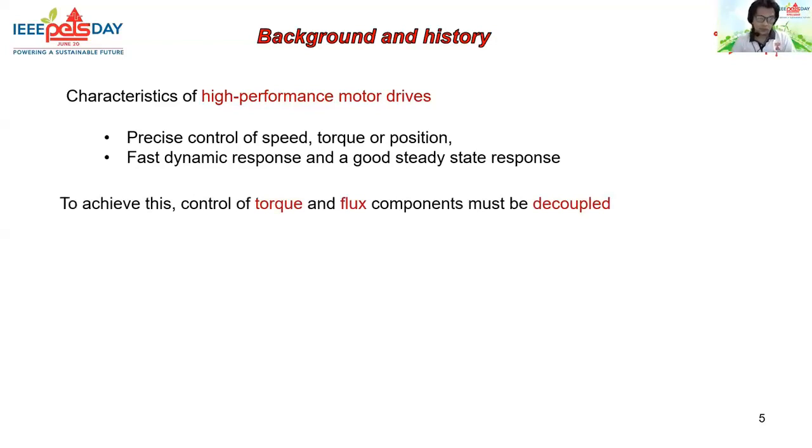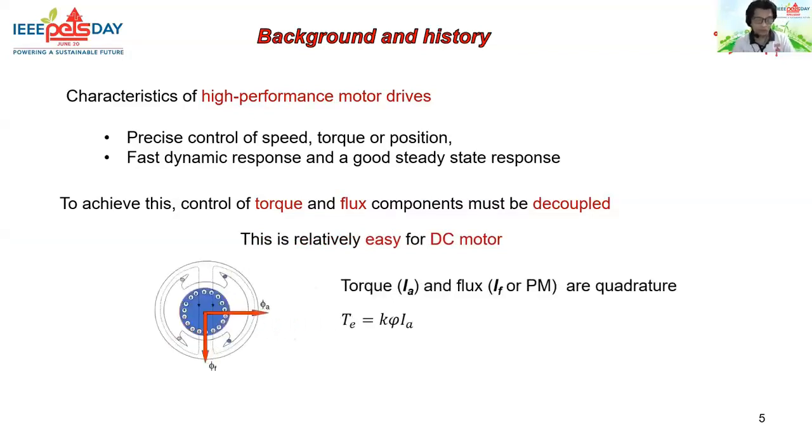To achieve these characteristics, we need to have torque and flux components. The control of the torque and the flux component in the machine has to be decoupled, which means that they have to be independently controlled. Controlling the torque will not affect the flux and vice versa. And this happens to be relatively easy in a DC motor, as we all know, because in a DC motor the torque, which is the armature current, is always quadrature to the field flux, which is produced by the field current or by the stator, or which can also come from a permanent magnet, due to the commutator and brushes action, which is the mechanical commutator and the brushes.